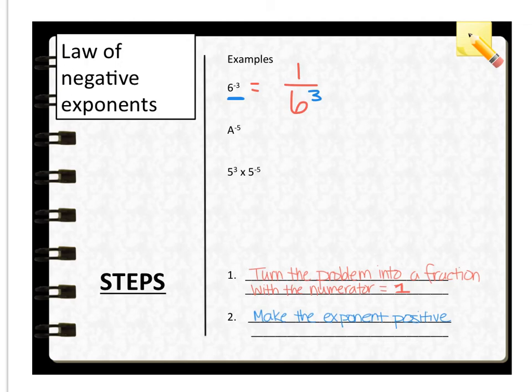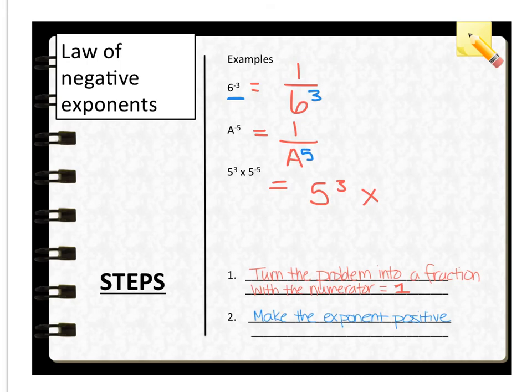Let's look at example number 2. First, we turn the problem into a fraction with a numerator of 1. So we have 1 over a. And then the exponent becomes positive, so that's a 5. The next problem I'd like you to do on your own. I'm going to start you off by saying 5 to the third power times, and then you can finish solving the rest. Pause the video, put all this down in your notes, and hit play when you're done.